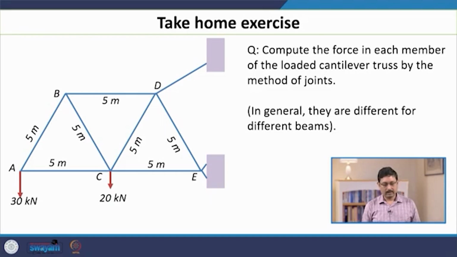Another problem: this is a slightly longer, slightly more complicated truss with the same number of beams, 1, 2, 3, 4, 5, 6, 7. So, the same number of beams, but in this case the total external forces are slightly different.